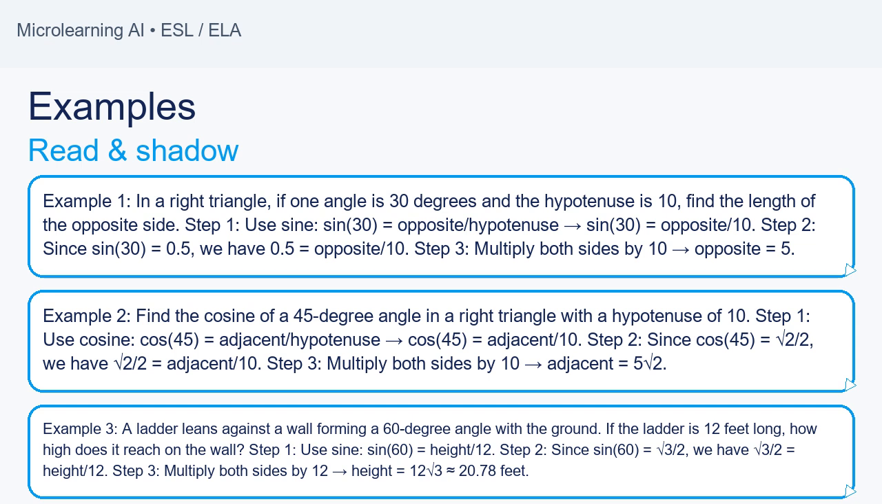Step 2. Since cosine 45 equals root 2 over 2, we have root 2 over 2 equals adjacent over 10. Step 3. Multiply both sides by 10. Adjacent equals 5 root 2.